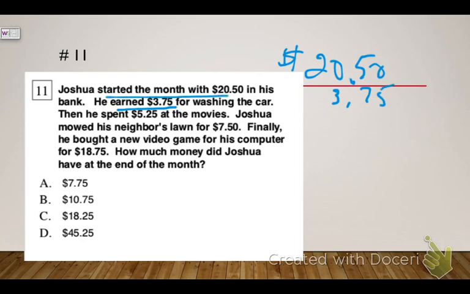He started the month with that. He spent $5.25 at the movies. That is a minus, and he spent it, so he doesn't have it. Joshua mowed his neighbor's lawn for $7.50. He mowed it, he made $7.50. Finally, he bought again? Okay, so that's another negative $18.75. How much did Joshua have at the end of the month?